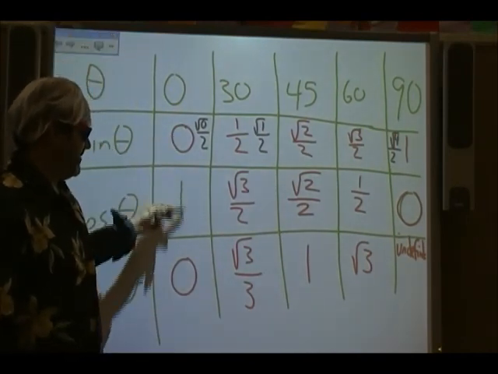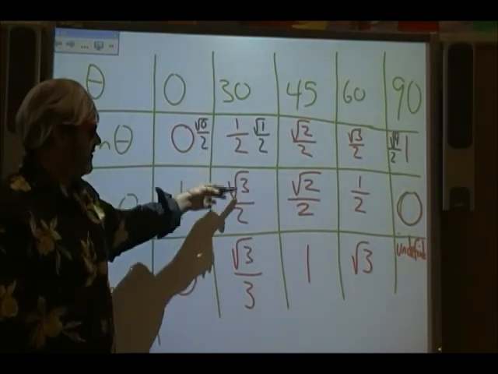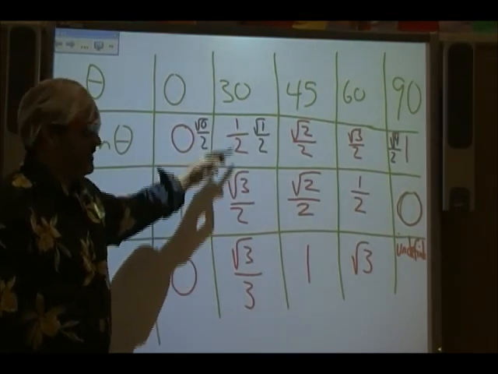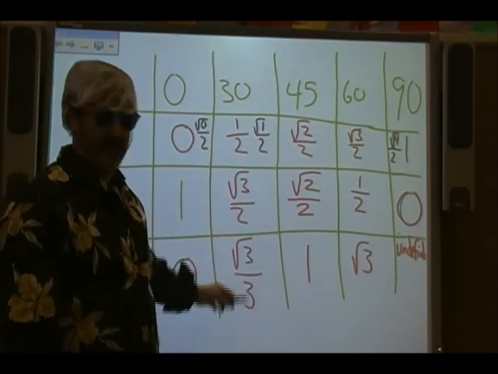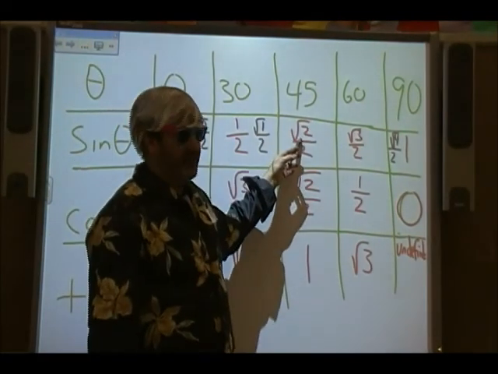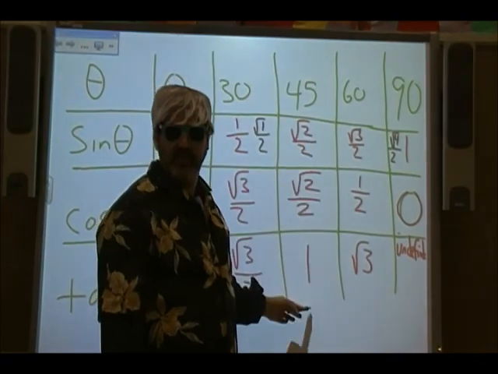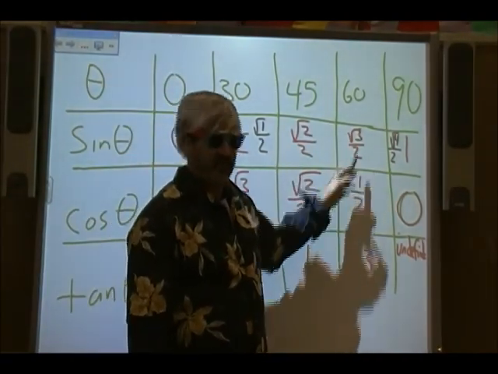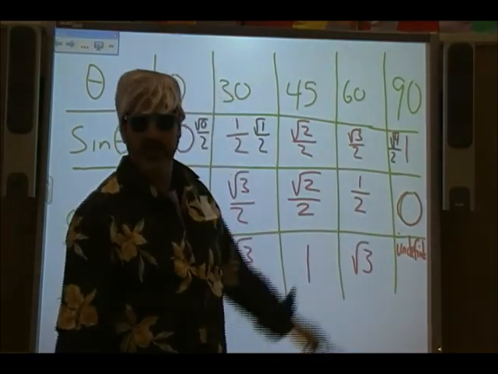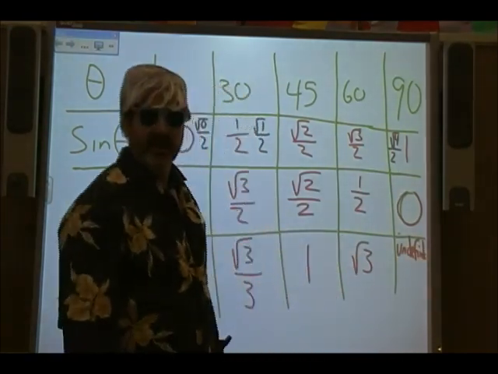You could say 0 divided by 1 is 0. A half divided by square root of 3 over 2: the 2's cancel. I'm left with 1 over radical 3. And when you rationalize the denominator, there it is. This number over this number, if they're the exact same, is always equal to 1. Square root of 3 over 2 over a half: the 2's cancel. I'm left with radical 3. And 1 over 0 is undefined.